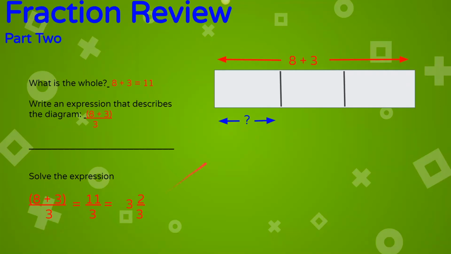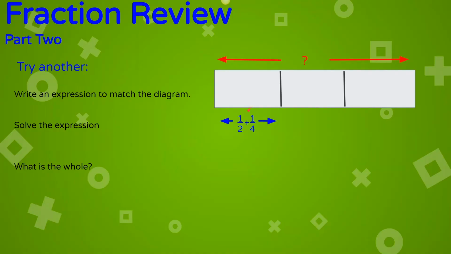And that is equivalent to what our question mark would be, right? Each part would be 3 2/3. Here's another one we're going to match to the diagram. Take a couple of minutes. It's just going to be a different expression.